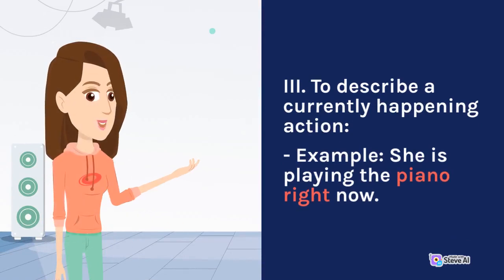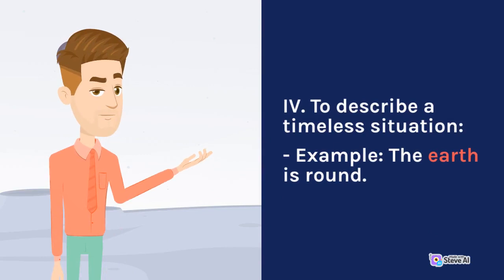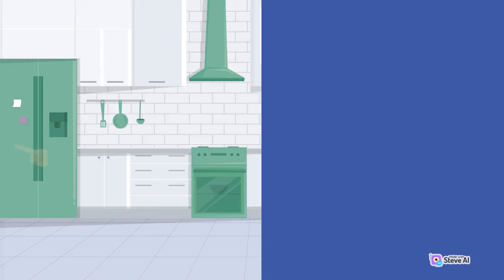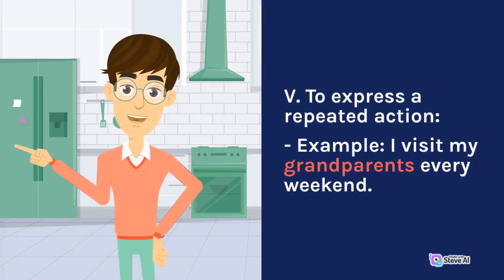3. To describe a currently happening action. Example, she is playing the piano right now. 4. To describe a timeless situation. Example, the earth is round. 5. To express a repeated action. Example, I visit my grandparents every weekend.